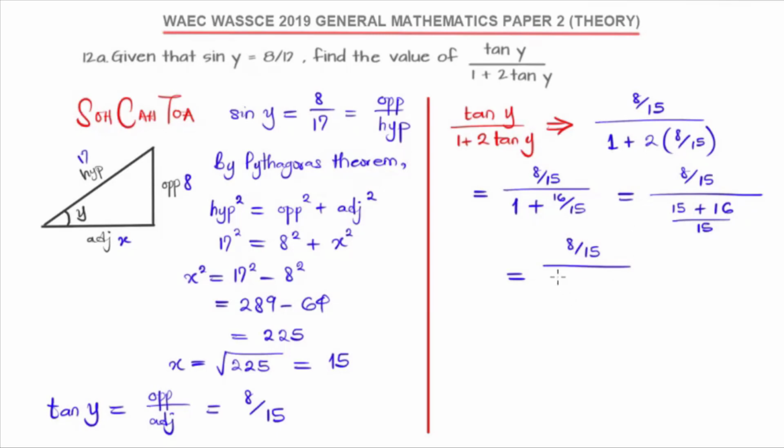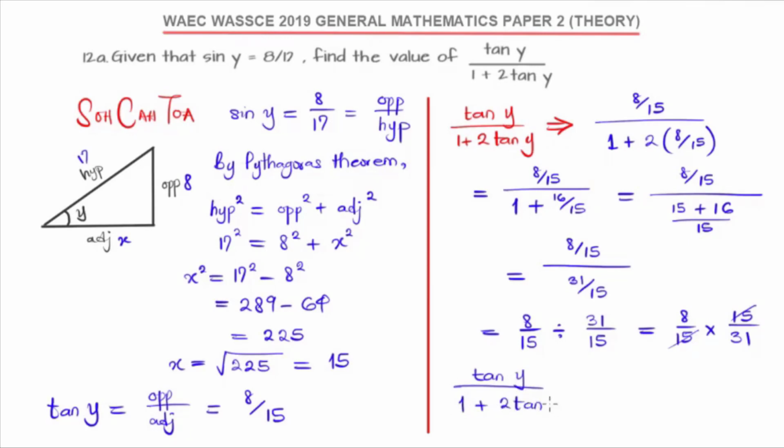So this will give 8 over 15 divided by 15 plus 16, which is 31 over 15. Now, not to be confused, I will just break this down as 8 over 15 divided by 31 over 15. Okay, and now to solve that, we just need to reverse the second fraction and turn the division sign to multiplication. So 15 can cut, and this will give us nothing but 8 over 31. So tan y over 1 plus 2 tan y is going to yield us the solution as 8 over 31, and that is our solution.